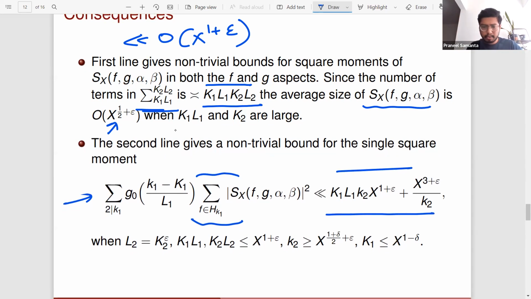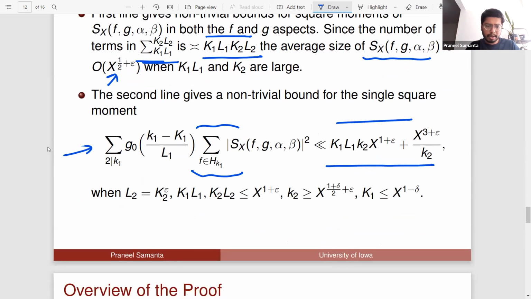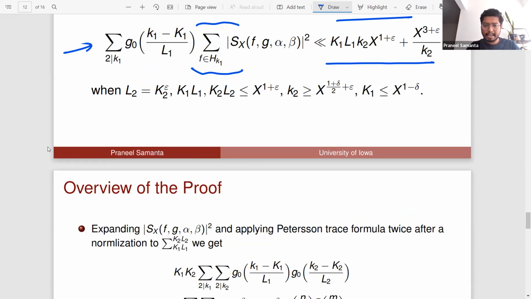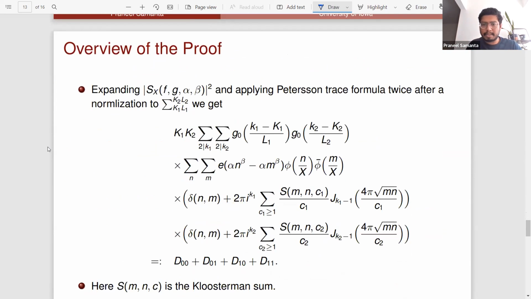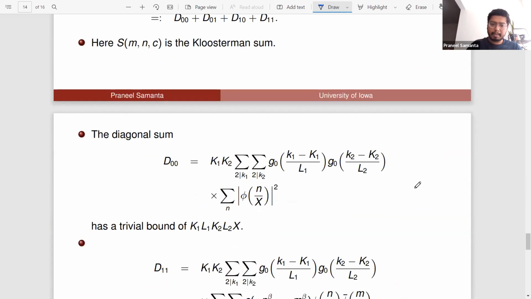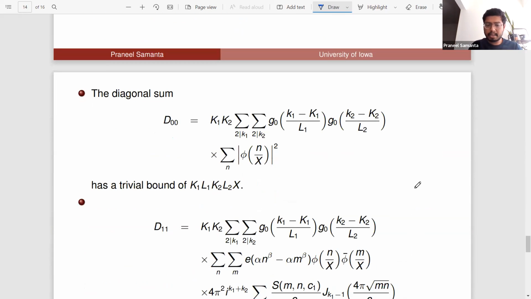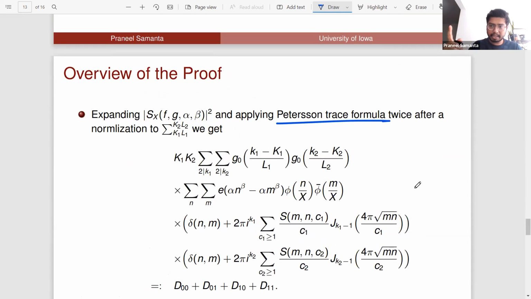I don't think I have too much time remaining, maybe just 2 minutes. So in the last 2 minutes, I'm just going to give you an idea of the tools that we have used. The rest of the part is more involved, but I'm not going to go over that. So let's highlight the tools. The first thing that I have used is the Petersson trace formula. It has been used a couple of times to get some expressions, a diagonal term and a non-diagonal term. Let's just focus on the tools. So the Petersson trace formula is one.